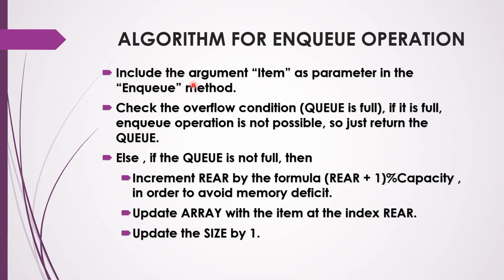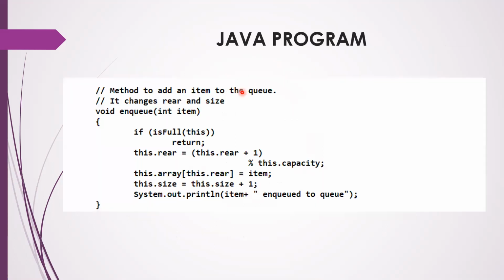For that, include the argument item. You have to include the argument item as a parameter in the enqueue method. So as you can see, void enqueue. The data type is void because it's just inserting, it does not return anything. We need not know if it's true or false. So if you give void, it does not return us anything. Enqueue int item. You have given the parameter item because you're going to insert an item, right?